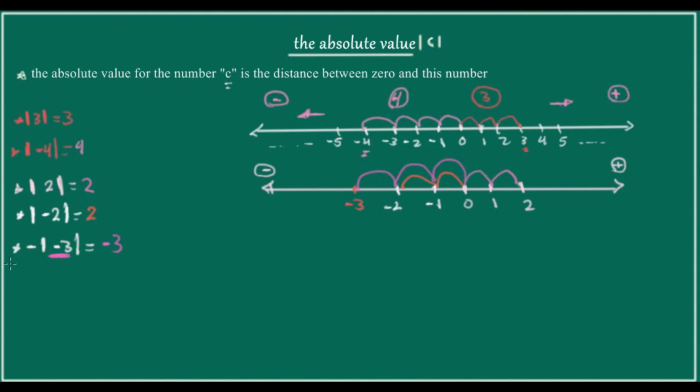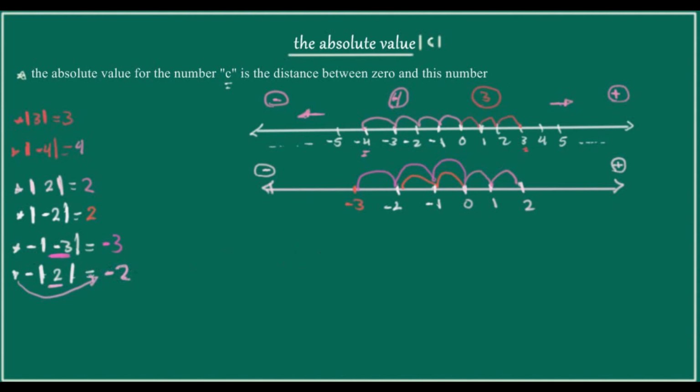Let's take one more. If we have the negative absolute value of the number 2, you first note the negative sign is going to be outside, and find the absolute value of the number 2, which is going to be 2. So the answer is -2. That's the absolute value.